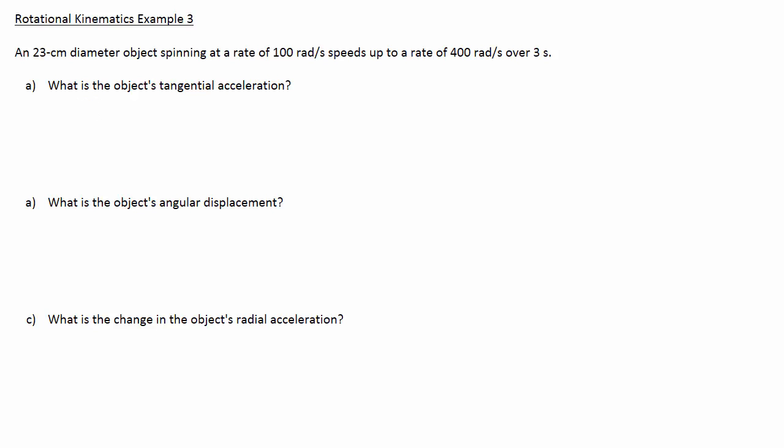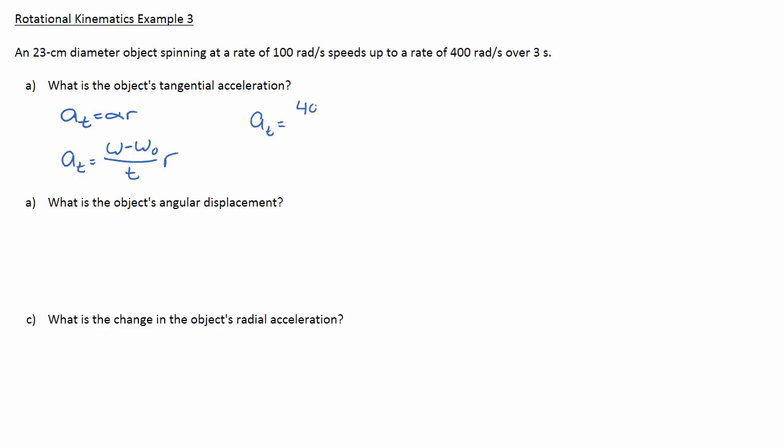We have a relationship here that we can take a look at where the tangential acceleration is equal to the angular acceleration times the radius of the object. Since I know that the angular acceleration is the change in my angular velocity divided by time, I can use the angular velocities given to me in this problem to figure out my angular acceleration, then just multiply that times r to get my tangential acceleration. So essentially all I'm going to do here is substitute in.